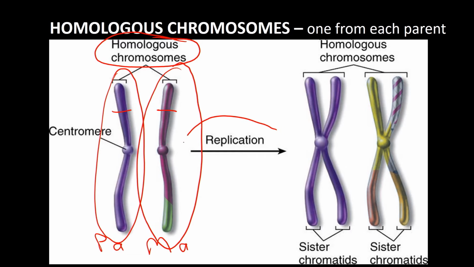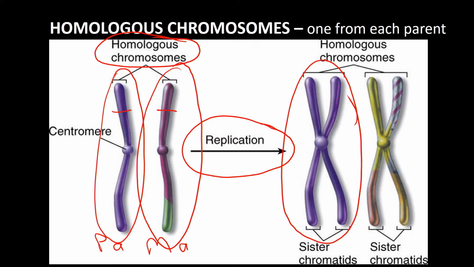Then what happens? Just before the cell starts to divide, the DNA replicates. And what you see here are the 2 replicated homologous chromosomes. And when a chromosome replicates, it's composed of 2 copies of the DNA, and each copy of the DNA is called a chromatid, and they are joined together by a centromere.